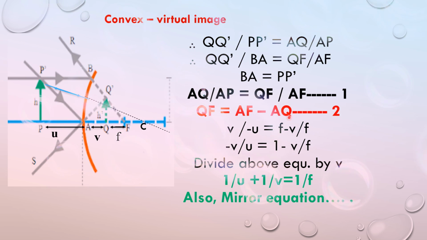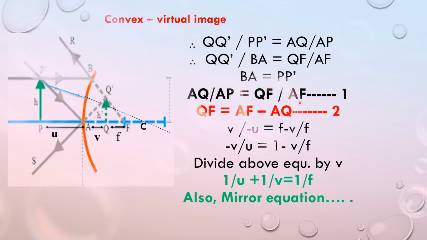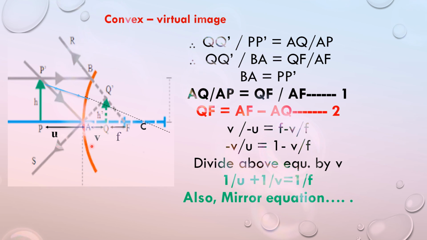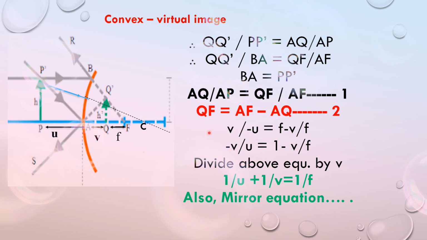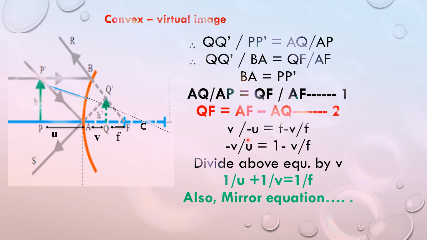Just substitute equation 2 in equation 1 for QF. So instead of QF, we can put AF minus AQ divided by AF. So here we can consider that AQ divided by AP is equal to AF minus AQ divided by AF. This is considered the third equation. So AQ is nothing but V, which is positive, and AP is nothing but U, which is in the negative position, and AF minus AQ we can write as F minus V divided by F. So we can know the equation very well.